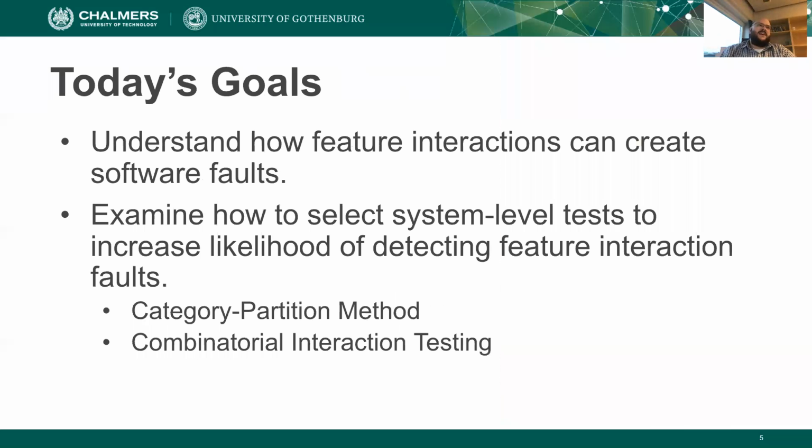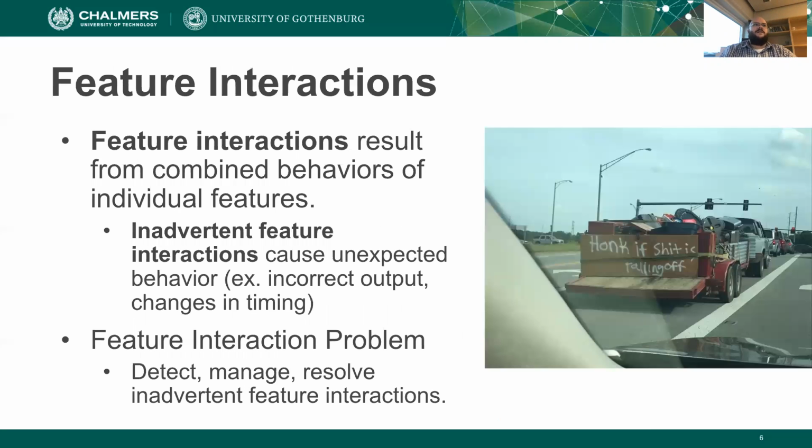So basically, that's today's goals. How can feature interactions create faults, and how can we choose the important test cases to give us a slightly higher chance of detecting the horrible feature interactions that could go dramatically wrong and make everything go skidding to a halt, right? So a feature that works perfectly well in isolation can exhibit behavior that you don't expect when it's combined with other features.